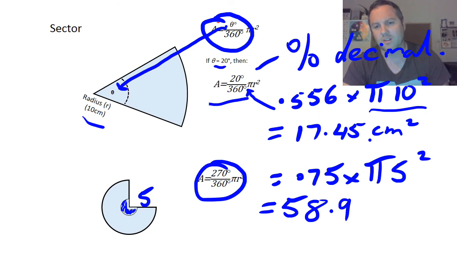Now it is a little bit different, as in it goes 0.04, but it's not going to change. So I'm rounding to 1 decimal place, and make sure you put your centimeters squared, otherwise you won't be right.